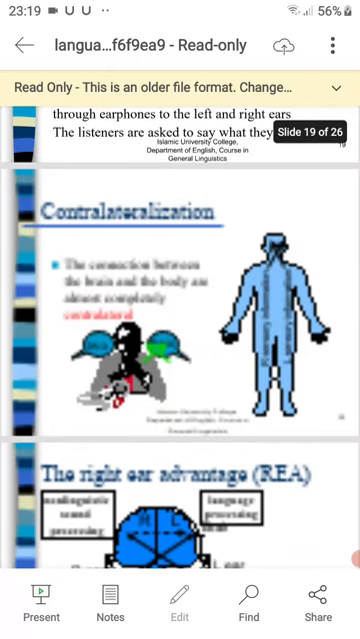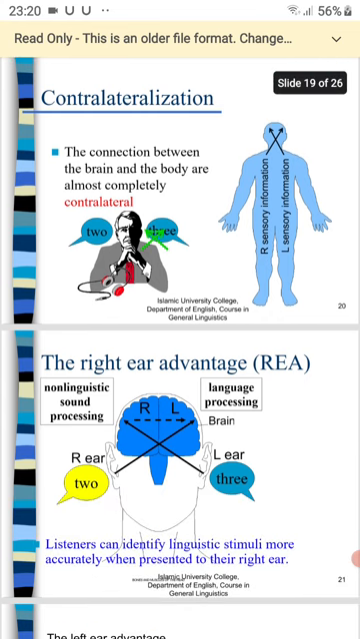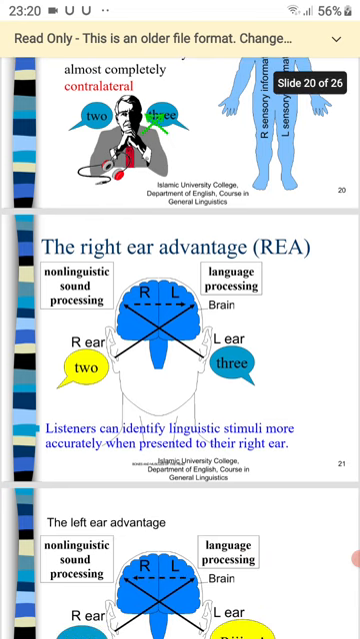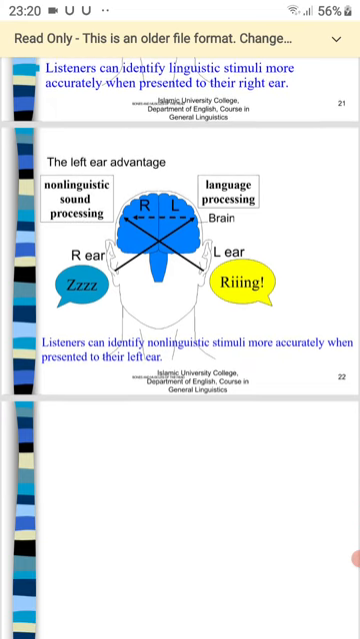Okay. Different stimuli are presented simultaneously through headphones, left ear and right ear, and the listener is asked what they hear. Which is easier to hear, the word in your left ear or right ear? Look here, the right ear advantage in linguistic sound processing, language processing. Non-linguistic sound processing: listeners can identify linguistic stimuli more accurately when presented to the right ear.